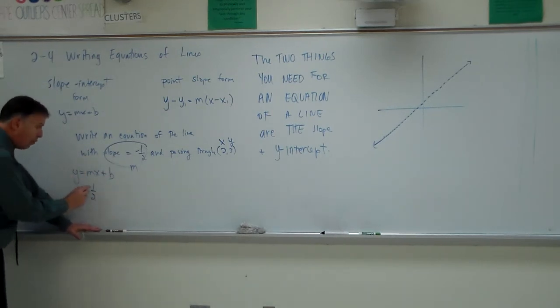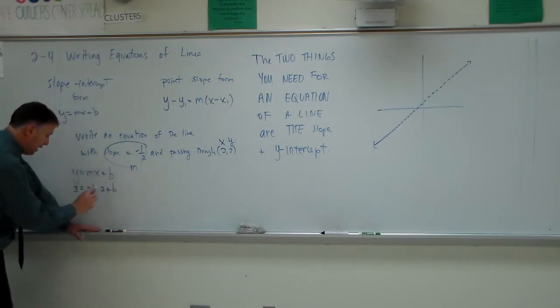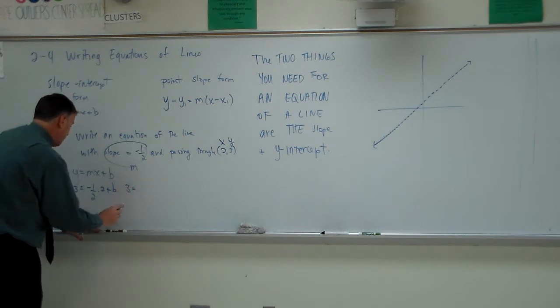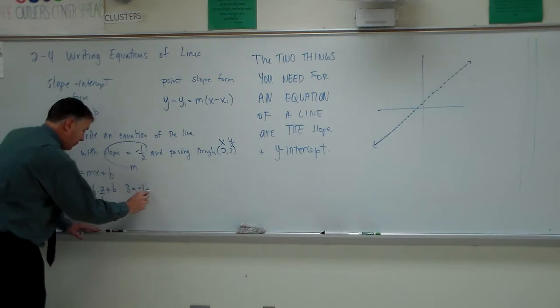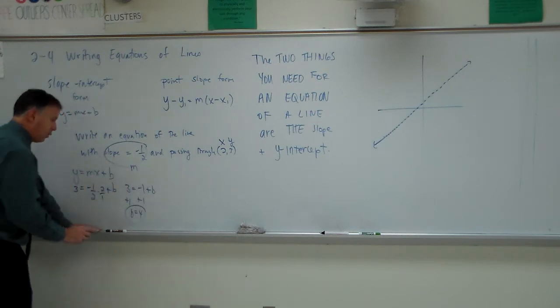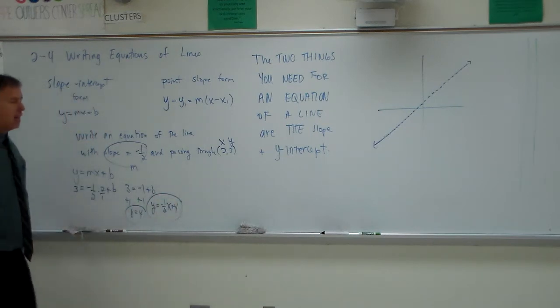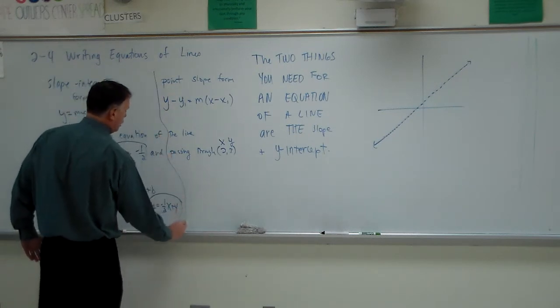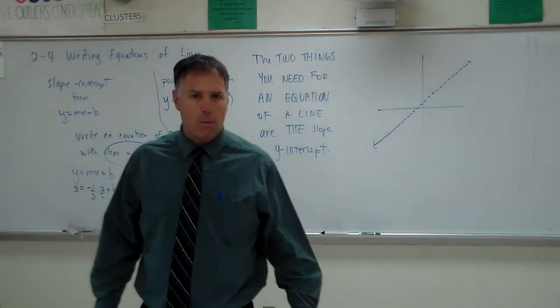So my y is 3, my x is 2, plus b. So 3 equals -1/2 times 2. That's going to be -1 plus b, and then I go plus 1, and b equals 4. Now I have the two things that I need. So my equation is going to be y equals negative 1/2 x plus 4. Okay? There's my equation of the line using slope-intercept form.